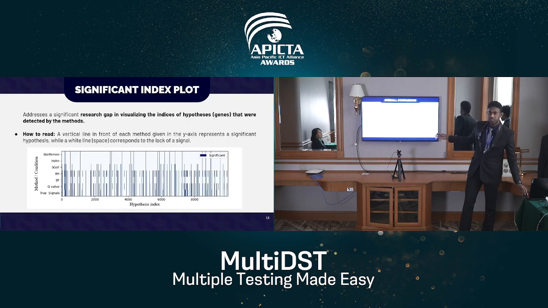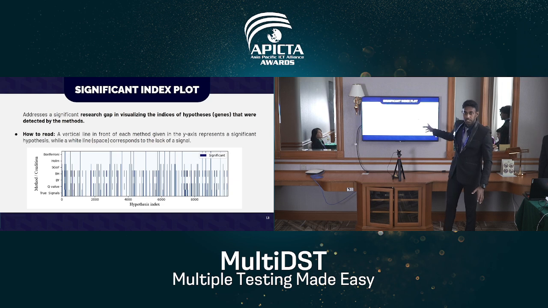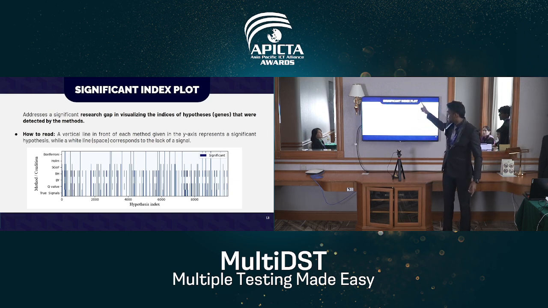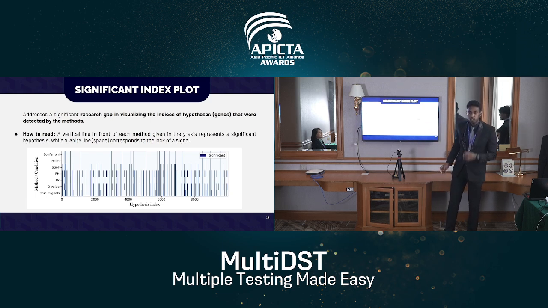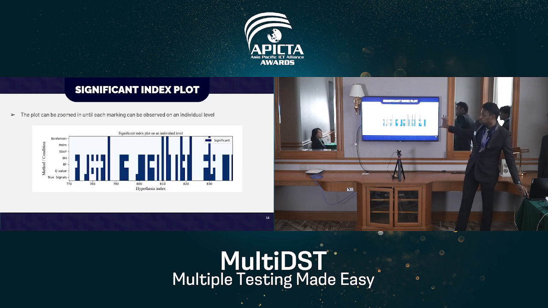There was another gap that we identified in terms of locating. From this novel plot that we are introducing as part of our study, the significant index plot, as we call it, from top to bottom, a line would mean that it has been rejected or signaled by all 6 methods, which means a scientist can have a good idea, okay, this might be a useful, significant test case because it's rejected by all the methods. This plot can be zoomed in until you can see it on an individual level.